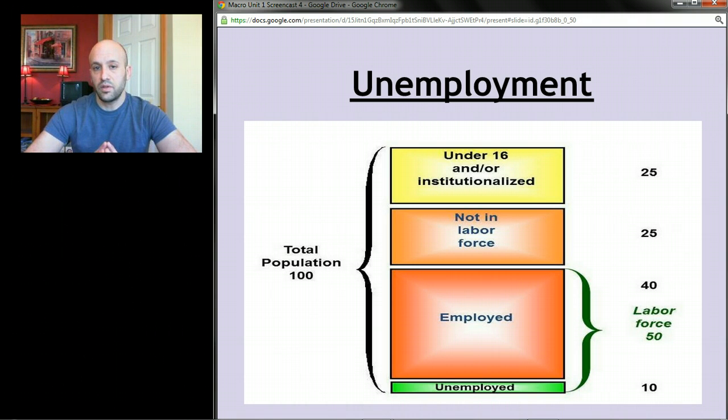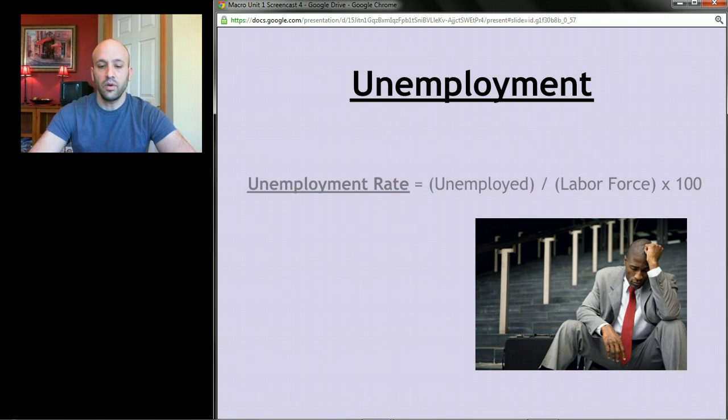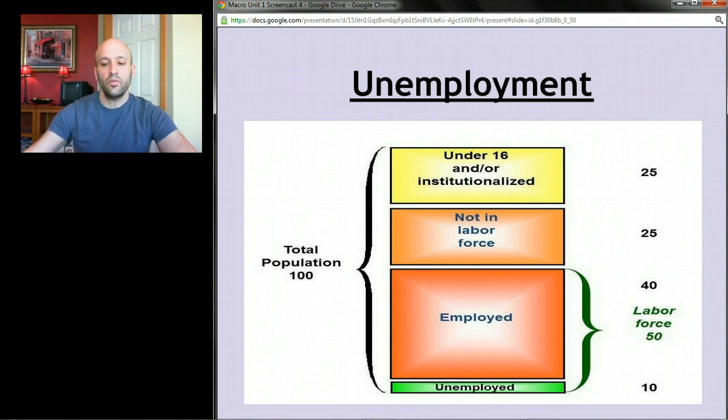Now I tell you all this to show you exactly how they calculate the unemployment rate and to tell you what it means when they say a certain percentage. Because the way they calculate the unemployment rate is by taking the number of unemployed people and dividing it by the number of people in the labor force. If you take that number and multiply it by 100, you get the unemployment rate. So what's important about this is that if you're in one of these two top boxes, you are not considered unemployed. You're simply considered to be too young, institutionalized, or you just don't want to work at all.